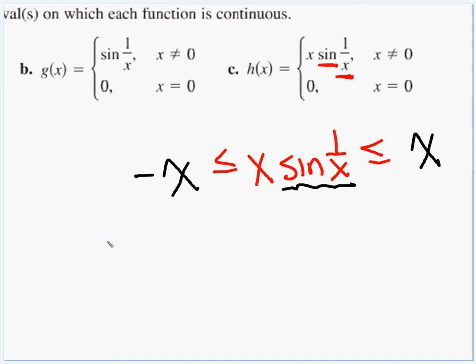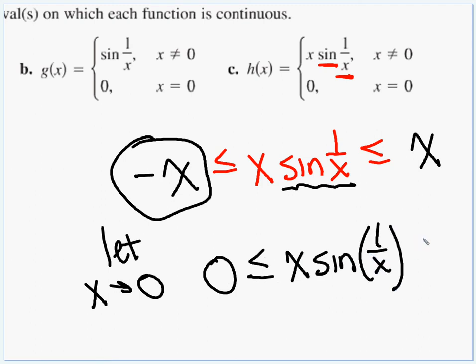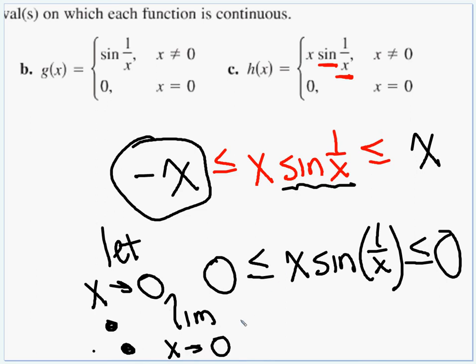So this function must live somewhere in between negative x and positive x. Well, if we set this as a limit, let's let x approach 0. So if we let x approach 0, this one on the left here becomes 0, which is less than or equal to x times the sine of 1 over x, which is less than or equal to, this also turns into a 0. So we can see a little squeeze theorem in there. So I could write, therefore, the limit as x approaches 0 of this function, I think they called it h of x. Yeah, h of x. Therefore, the limit as we approach 0 of h of x is also equal to 0.